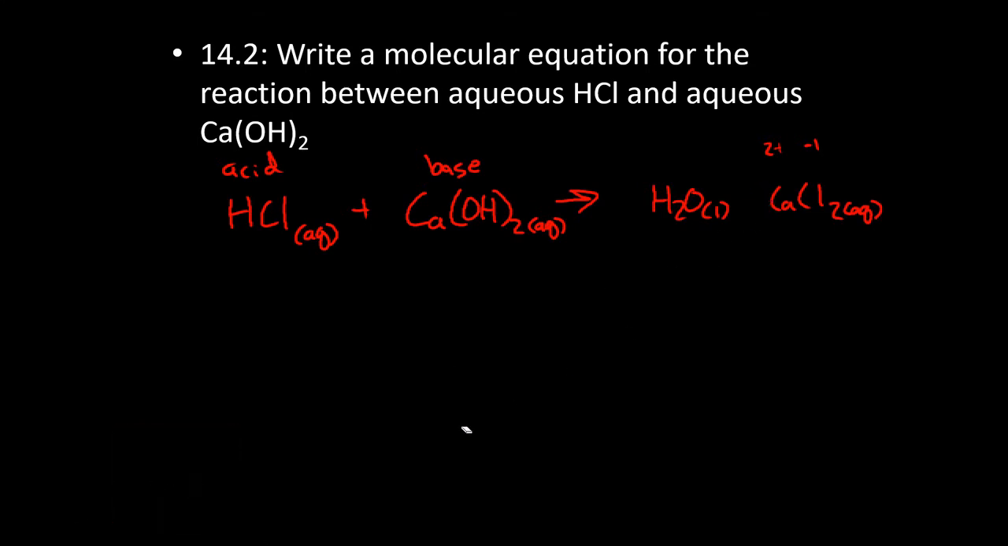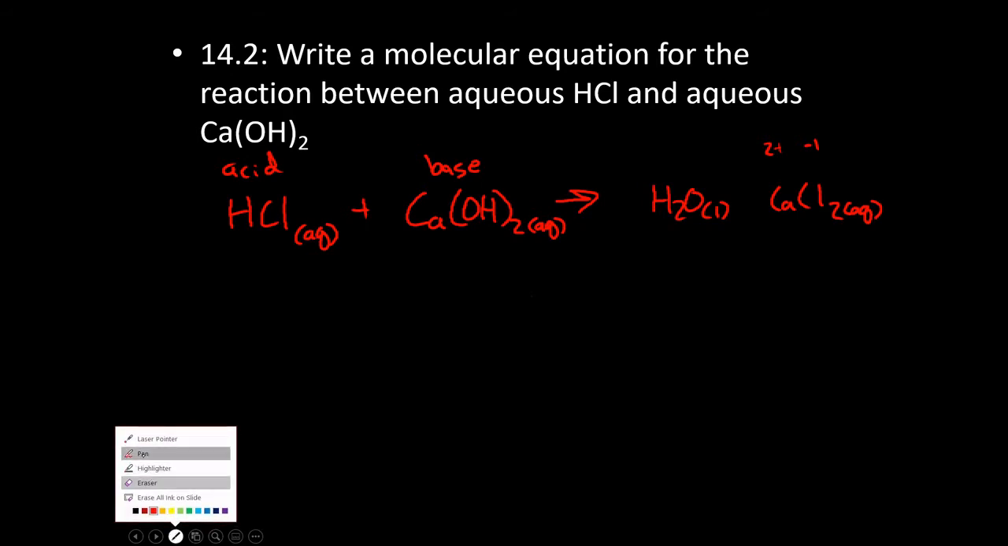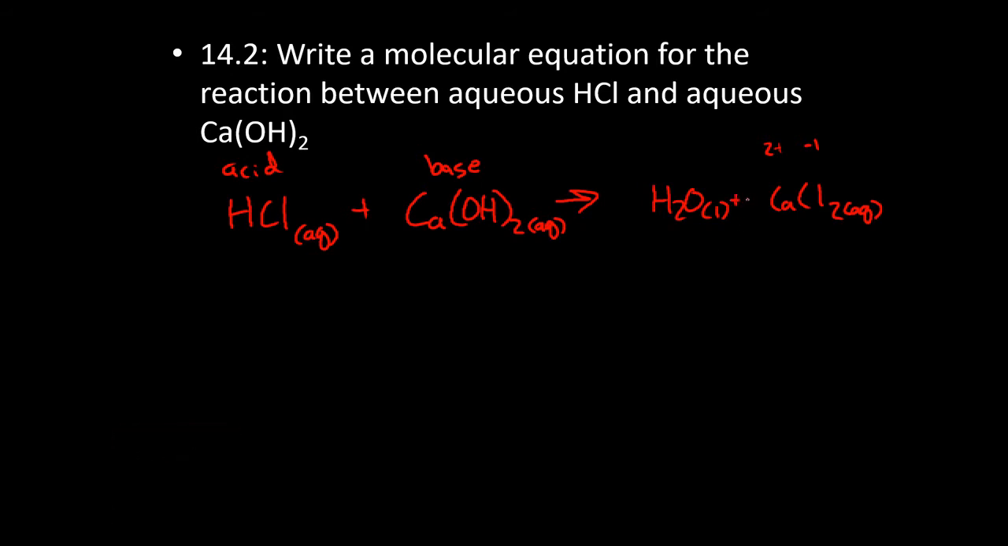2, let me erase that real quick. We're going to need at least 2 of those. Oh, oops, sorry. Wrong one. 2 of those. Sorry about that. Don't mean to confuse you. So we know we need at least 2 of the HCl's to match the chlorines here. So now our chlorines are balanced and our calciums are balanced.